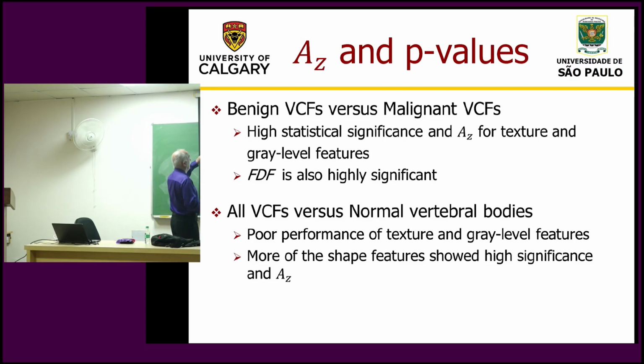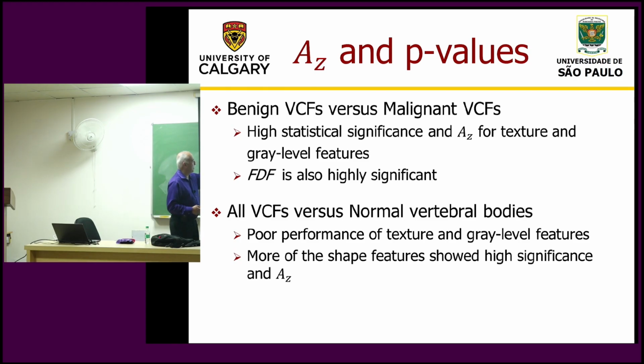So, benign VCFs versus malignant VCFs. There is high statistical significance, and AZ is area under the ROC curve, for texture and gray level features. The Fourier domain factor was also highly significant. That is to separate benign versus malignant. So there is already an initial classification, we assume.